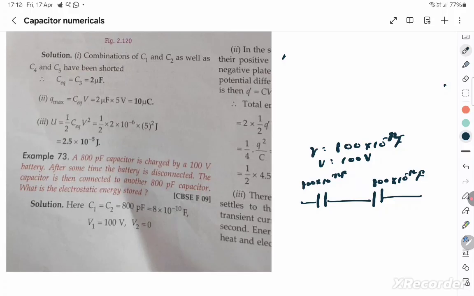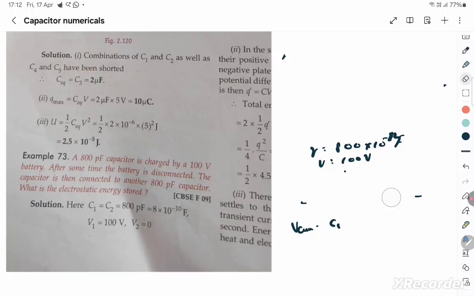Now it's connected in series, or how is it connected? It's connected to another 800 picofarad capacitor. Does it mean that it's connected in series or parallel? Whenever you connect a charged capacitor with an uncharged capacitor, you know the common potential formula is C1 V1. So you need not have connected it in series.